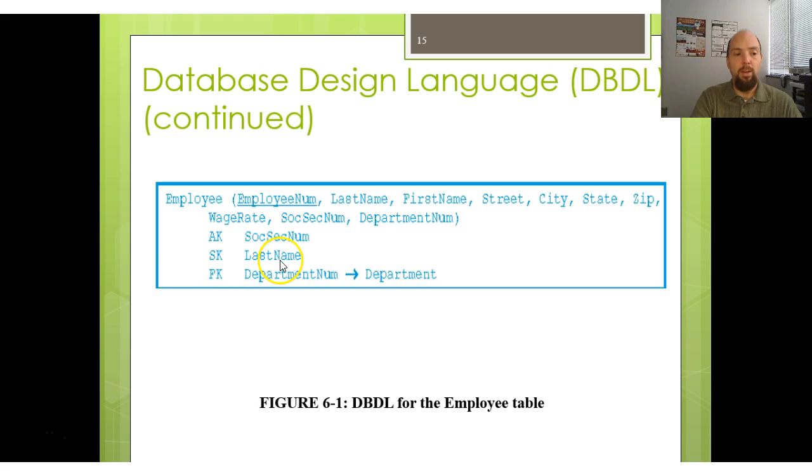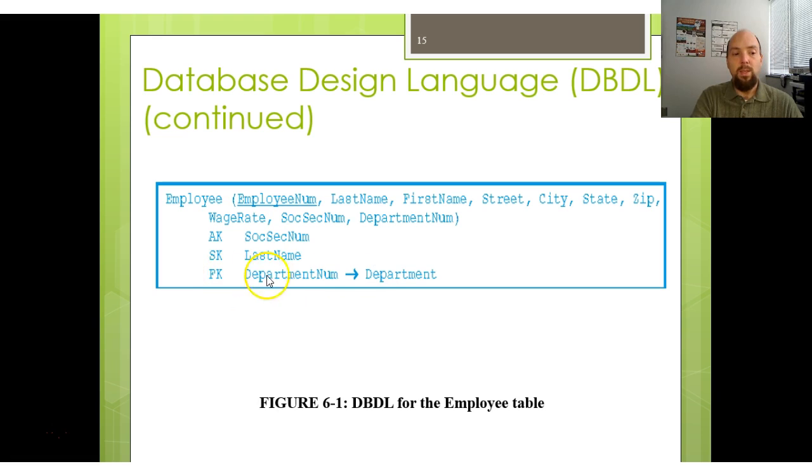If we have any secondary keys, those are also going to get listed. And then we have our foreign keys. So the foreign key here of department num points to the department table. So what this is telling the system is that, hey, this department num that's here, it's a foreign key, and if I want to know what department number 3 is, then I have to go look at the department table to find out what it is.